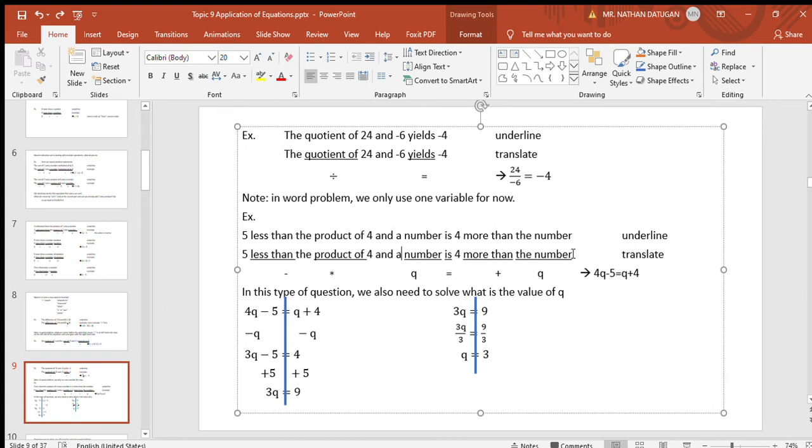4 more than the number. Again, we want to have the same variable. Since we used q on the other side, we have to use q on this side. So now let's translate 4 more than the number. The number is q. More than is going to be addition. So are we going to do 4 plus q? No. It's going to be q plus 4.